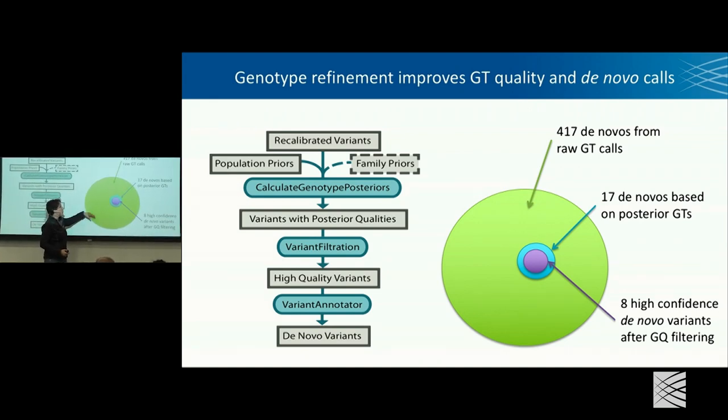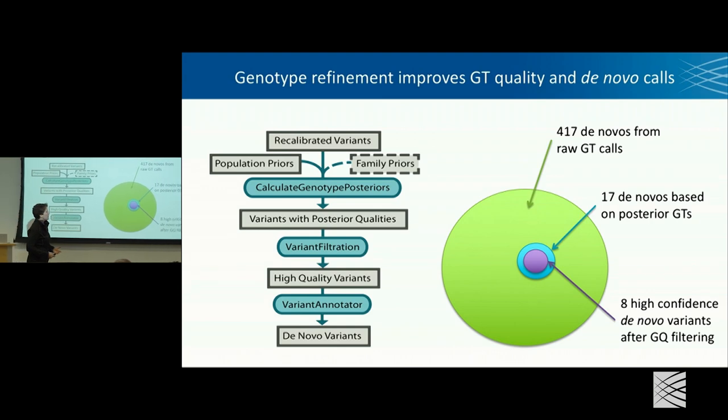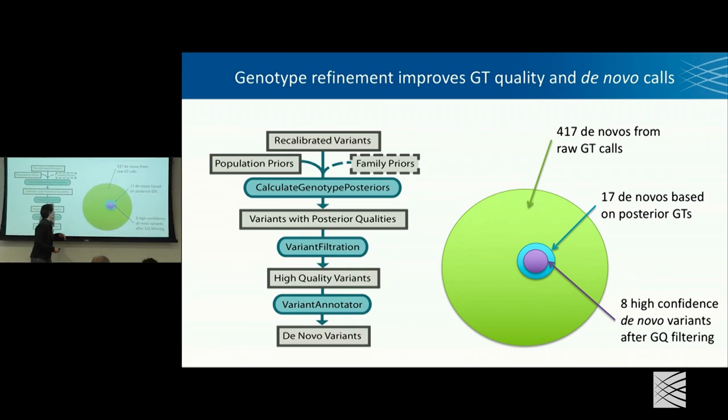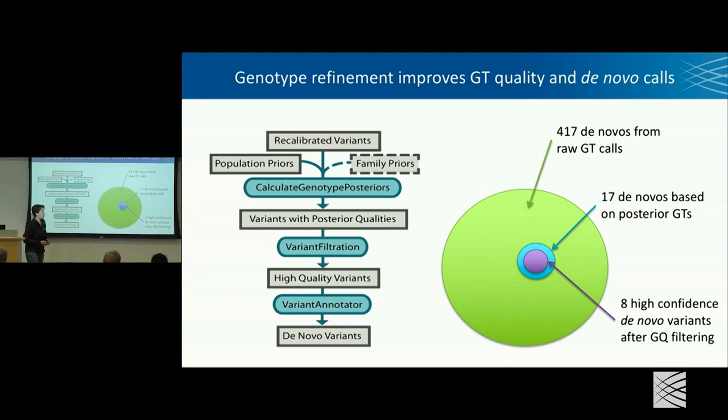for a particular individual, 417 possible de novos identified from the raw calls. Then by doing the first step of taking that information in, they were able to narrow down the scope to just 17 actual likely de novos that were more likely to be real, and then further whittled it down to 8 high confidence de novo variants, which then that number you can verify in the lab, 417 not so much. And so the idea is to really be more precise and focus the additional investigation on leads that are more promising.